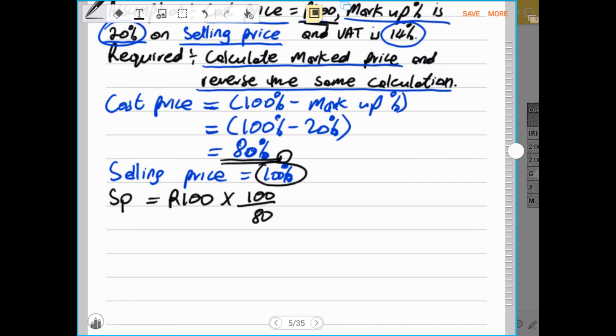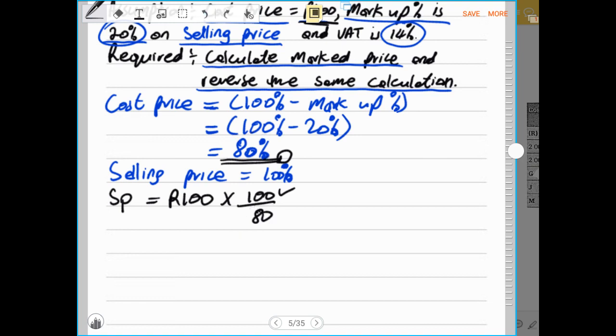Remember, selling price is 100% whenever the markup percentage is on the cost price. I did emphasize that. So now that is why we multiply that by 100, because we always multiply by what we are looking for and we divide by what it is. And what it is, the cost price, is equal to 80%. That is why we divide by 80, because the cost price is 80%.